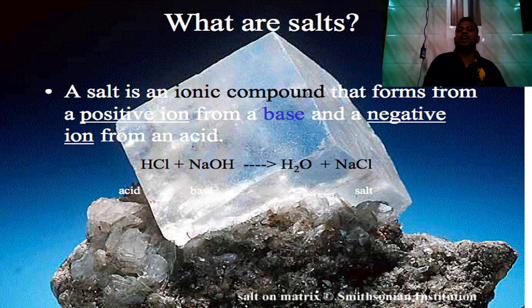A salt is an ionic compound that forms from positive ions from a base and negative ions from an acid. Remember that the reason for the formation of a salt is that it takes the positive ions from the base and the negative ions from the acid.